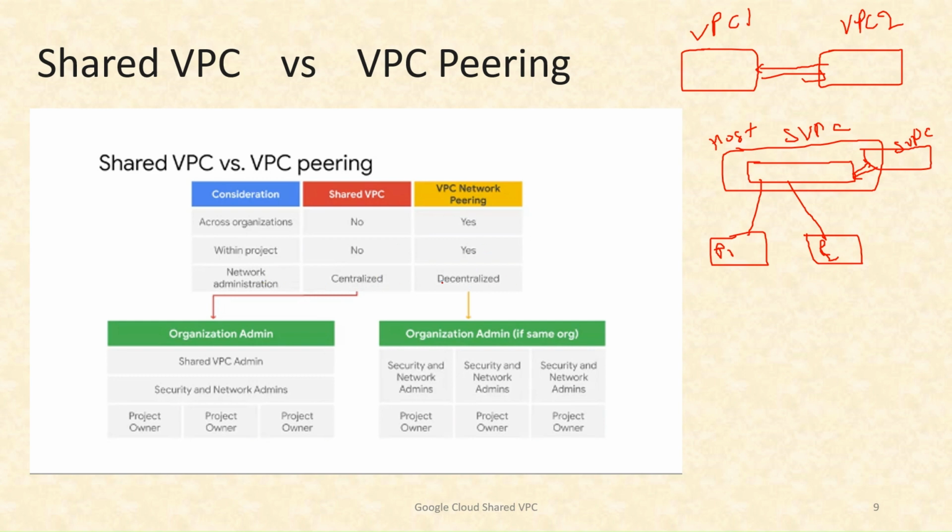Network administration: it is centralized for shared VPC, and decentralized for peering, right? If we talk about centralized, then we have the organization admin, shared VPC admin, security and network admin, and then you have the project owners. Here you have the organization admin, then you have the security and network admin, and this is central for all the projects. But here, in each project it is different for the different projects, so the administration and management is pretty complex here, right?